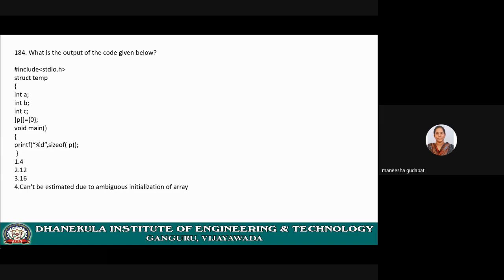So we have only 4, 12, 16. Generally, in old machines you have to consider integer size as 2, and in the latest machines as 4. So according to our options, we consider the size of integer as 4. How many members do we have in this structure? We have 3 members, all of type integer. So how much size will each structure variable occupy? 4 into 3, that means 12 bytes.